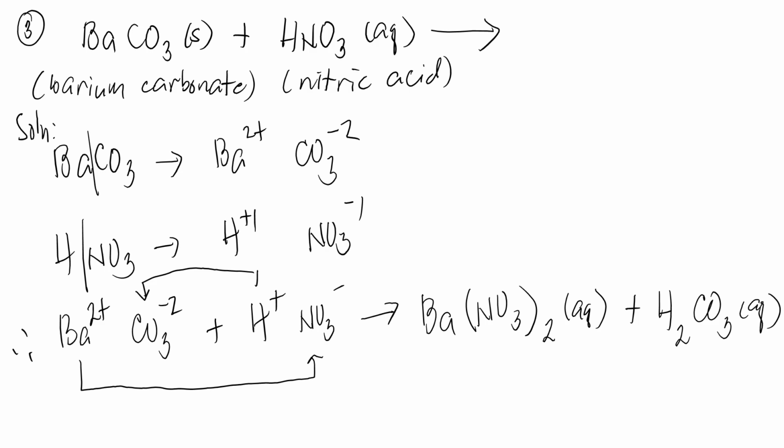Again, the charges came from our table of charges. For nitric acid, since we have hydrogen here, we split the compound having hydrogen as the positive part and the nitrate as the negative part. So we have here positive 1 for hydrogen and negative 1 for nitrate respectively. Again, where did I get it? From our table of charges.